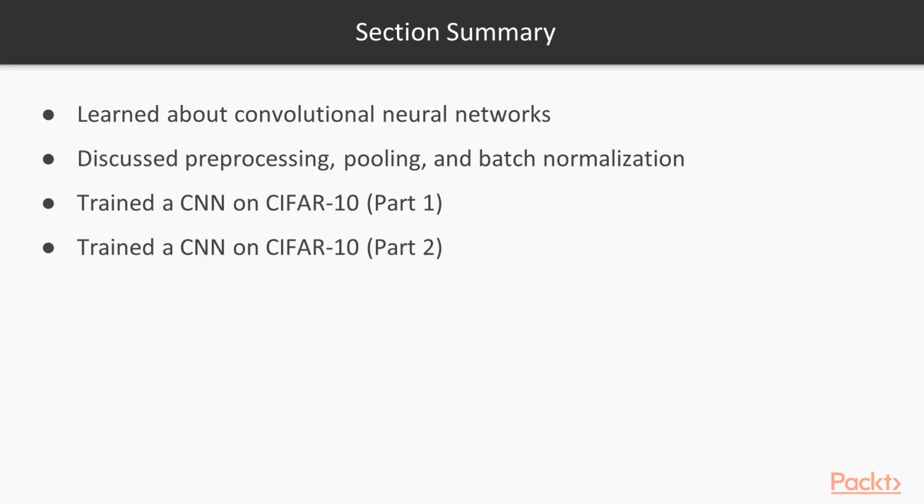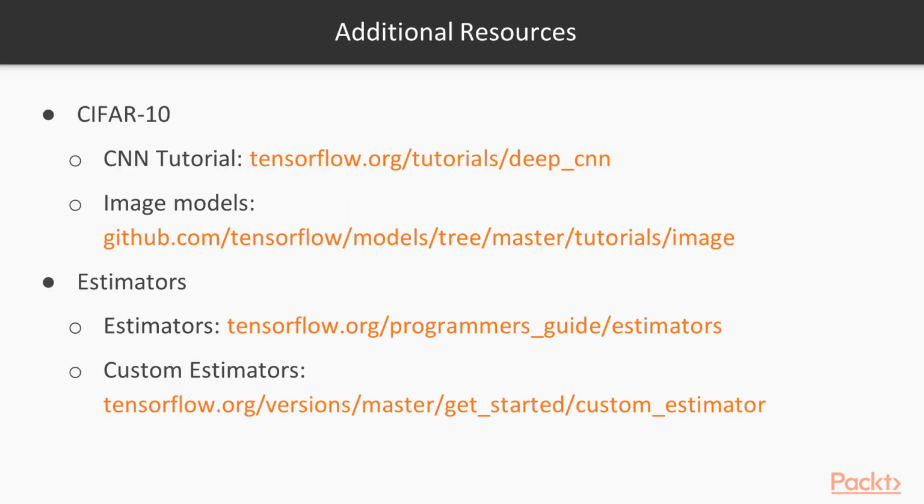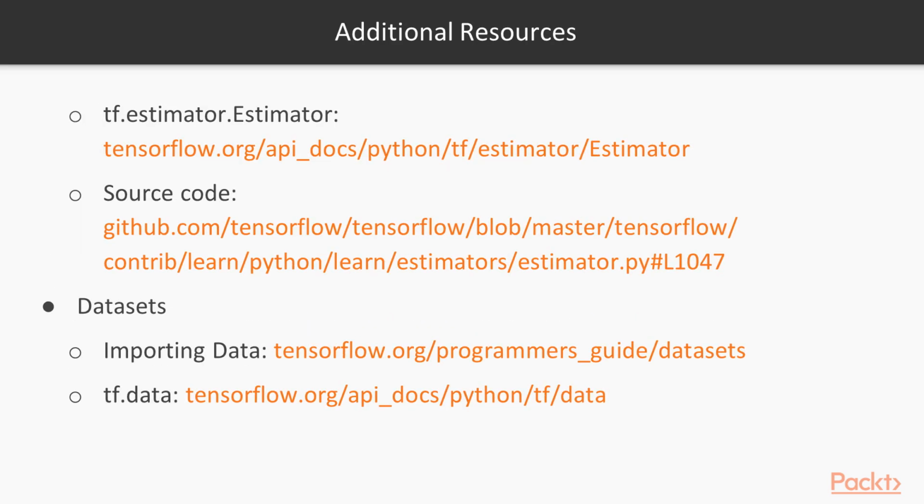That concludes Section 2 on computer vision. We've learned about convolutional neural networks, a handful of the main techniques involved in building such networks, and we saw how to implement our own model in TensorFlow using Estimator and tf.data. As always, make sure to read through the links here for an in-depth look at the topics covered today.